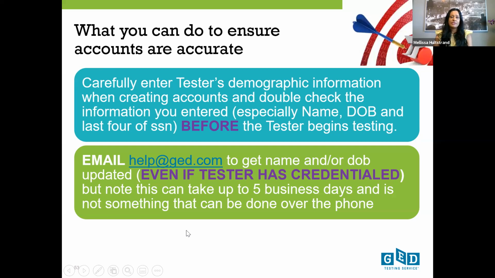If you find any discrepancies, even for those testers who have credentialed, you should then email help@ged.com to get the name or date of birth or social security number updated. And in that email, you should state whatever it is, give us the tester's GED ID number. Tell us what their first and last name is listed as in their account, what their date of birth is listed as currently in the account, and then specifically state what it is that needs to be edited, and then attach that formal documentation.